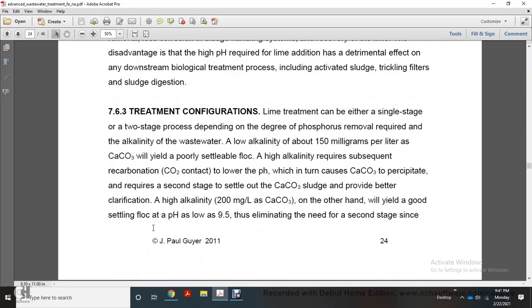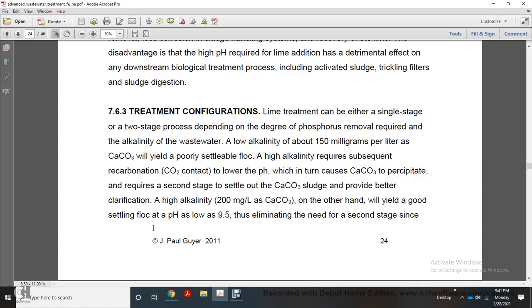Treatment configuration. Lime treatment can be either a single stage or two-stage process, depending on the degree of phosphorus removal required and the alkalinity of the wastewater. Low alkalinity of 150 milligrams per liter or less, the lime will yield poor settling floc. High alkalinity requires subsequent recarbonation.